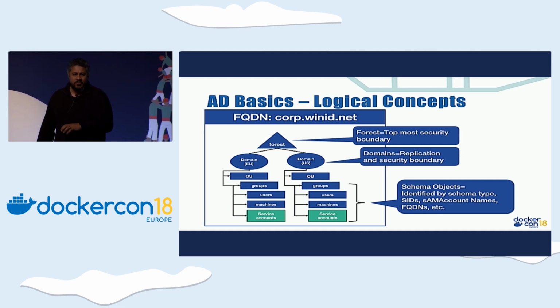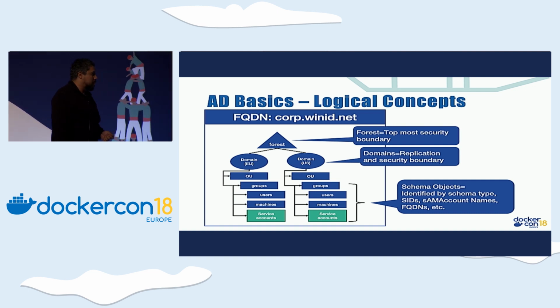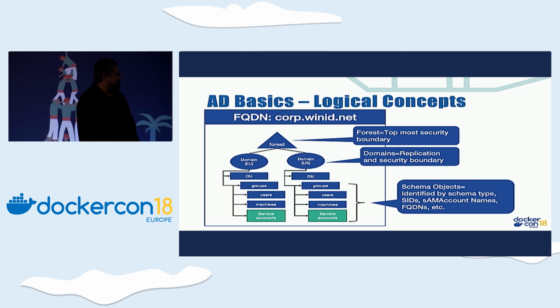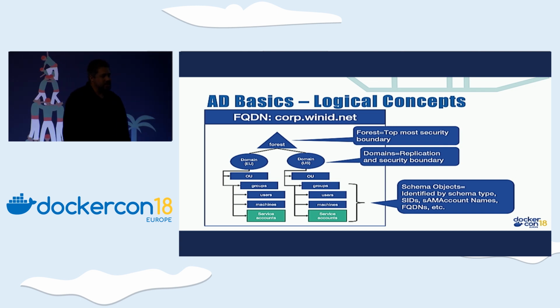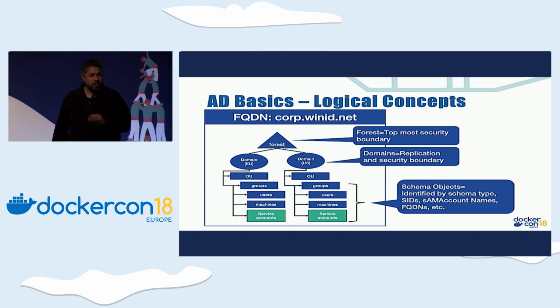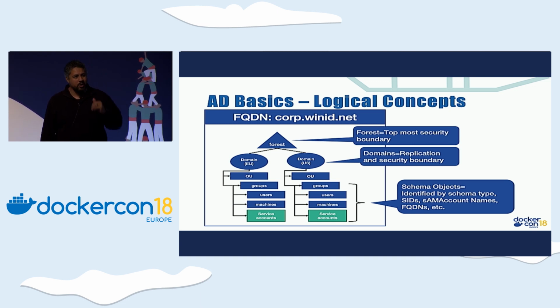Those objects that are floating around this Active Directory domain are identified by some different attributes. Those are identified by a particular schema. That schema gets loaded into Active Directory, and then different objects are associated with that schema. Service accounts are associated with one type of schema, user accounts, and so on. Those big identifiers are the SIDs, or the security identifiers, the SAM account names, and FQDNs. FQDNs will just give you the fully qualified domain name for that particular account in the forest, in the domain, and so on.